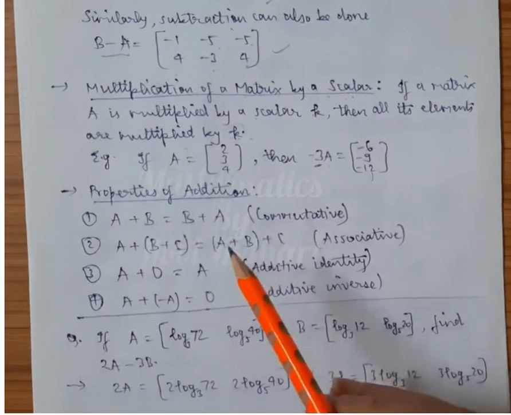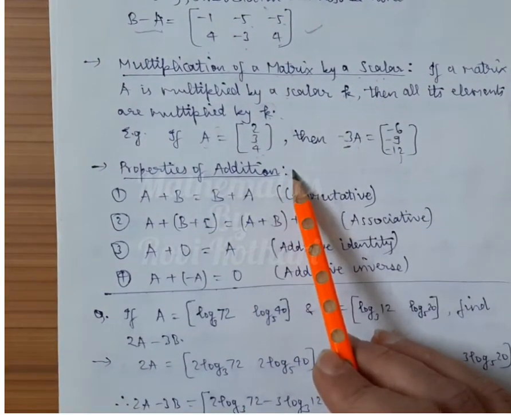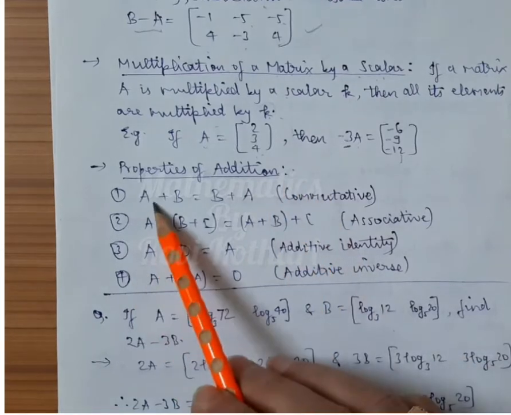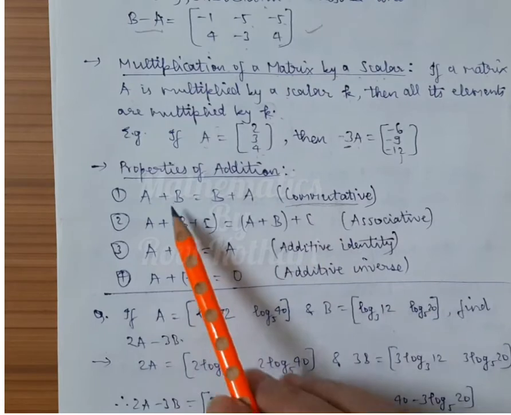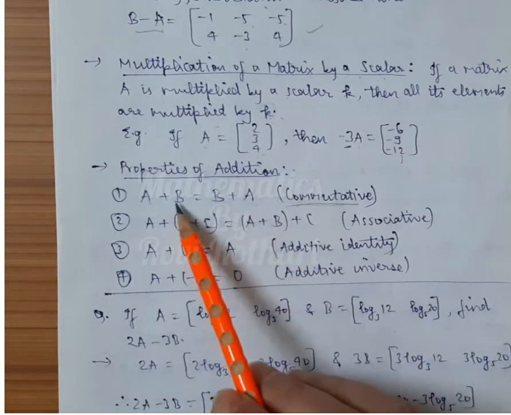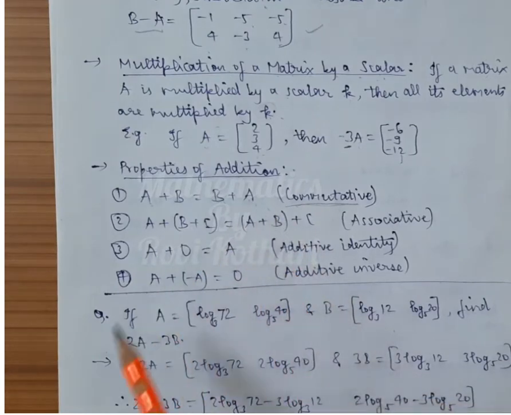Okay. Now let us come to the properties of addition. Addition of matrices, what are the properties that it follows? So the first property that it follows is commutativity. Okay. What is commutativity? A plus B is B plus A. That means you can interchange the order. So A plus B or B plus A, both are the same. That is the commutative property.